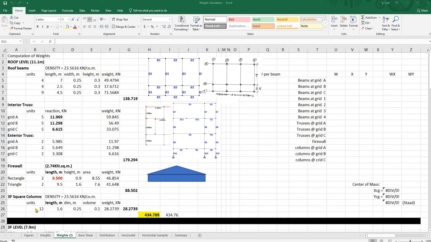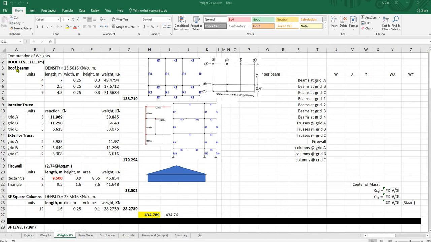Hello guys, ang topic natin ngayon ay determining the center of mass. And dito sa ating lecture, yung computation ng weights, yan ay yung mass, which includes the roof beams, the interior trusses, tapos yung firewall, tsaka yung kalahati ng columns from the roof beams going down.